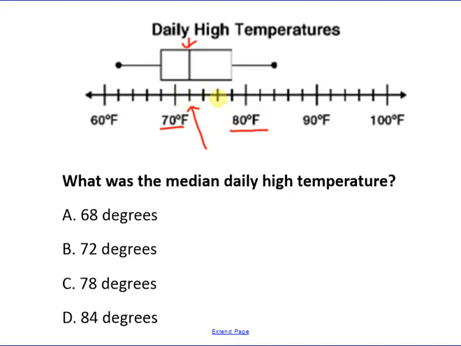71, 72, 73, 74, 80. That doesn't make sense. Let's try by twos. 70, 72, 74, 76, 78, 80. That makes sense. So they were counting by twos. So this right here would be 72 degrees.